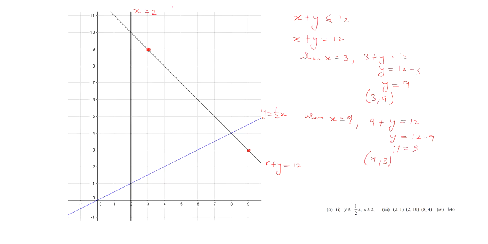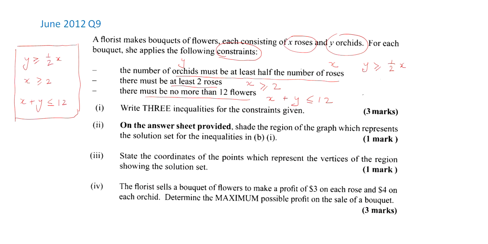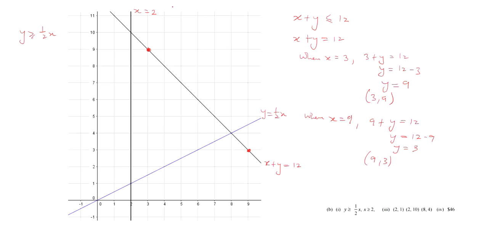All right, so far we've shaded the region for the inequality y is greater than or equal to half x. Was it greater than? Yeah, sorry. And we've also shaded the inequality x is greater than or equal to 2. Now we have to shade the inequality x plus y is less than or equal to 12. So which region is that? So we are looking at this line here, right?